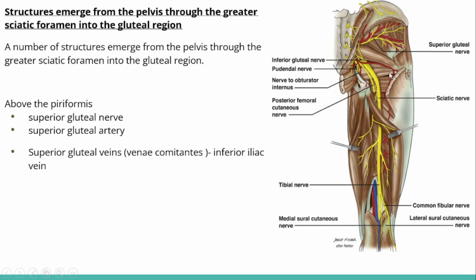In cadavers, sometimes it might be difficult to identify the structures in the gluteal region at a glance. So if you can locate the piriformis muscle, you can easily demarcate the superior gluteal and inferior gluteal vessels and structures. This is the piriformis muscle. Above that, the superior gluteal nerve, superior gluteal artery and also superior gluteal veins emerge. The superior gluteal veins are venae comitantes and the superior gluteal artery is a branch from the internal iliac artery.